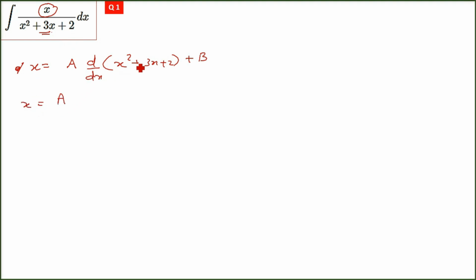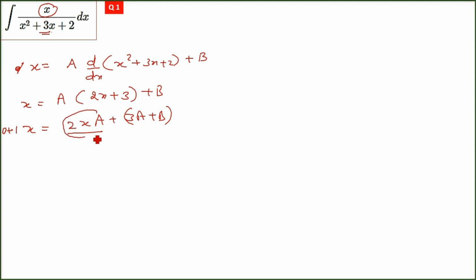So now d by dx of x square plus 3x plus 2 is 2x plus 3, so x equals a times (2x plus 3) plus b. Now the only thing is you have to equate the similar terms on left and right. x is equal to 2ax plus 3a plus b. So this x can be equated. There is 1 in front of x on the left, and there is 2a in front of x on the right. What is the counterpart of 3a plus b on the left-hand side? It's 0. There is no constant. So that is how we will equate the similar terms.